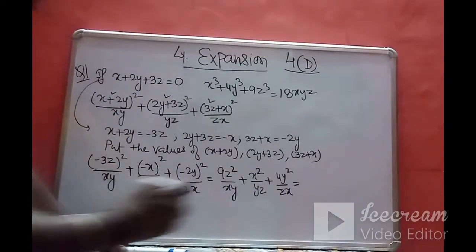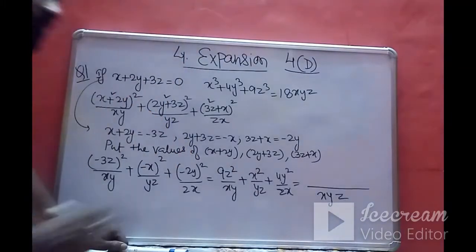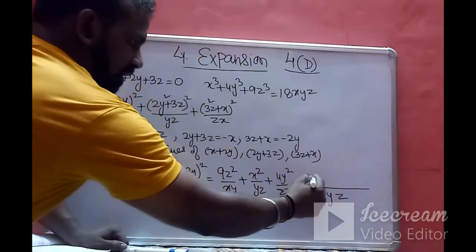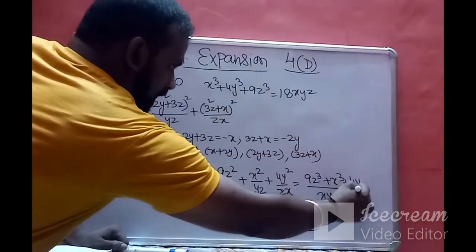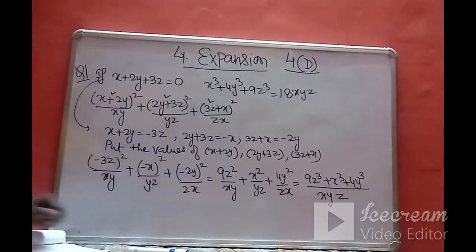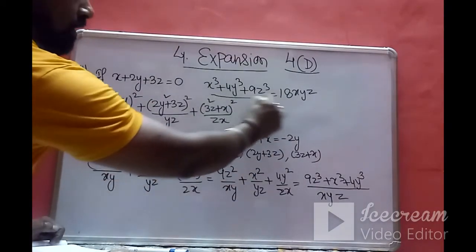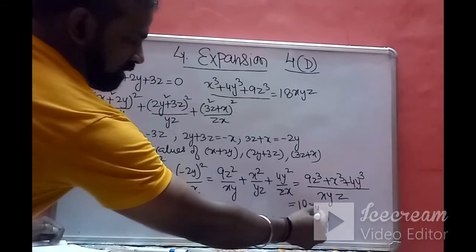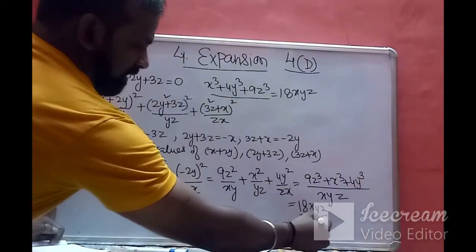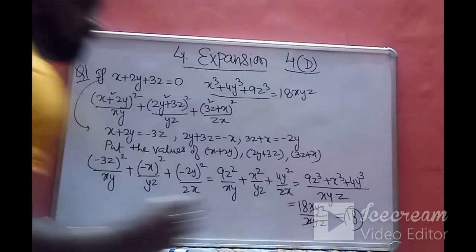Okay, now we will take the LCM. So our LCM will be xyz. So it becomes 9z cube plus x cube plus 4y cube upon xyz. Now just see, the value of this expression is already given here, that is 18xyz. So I will write 18xyz upon xyz and it will cancel. So our answer is 18.